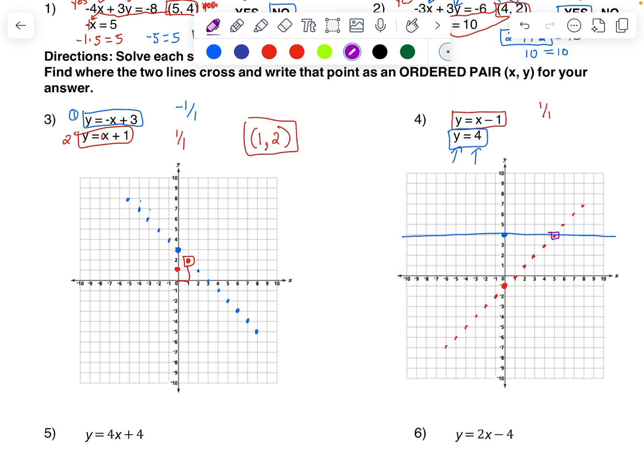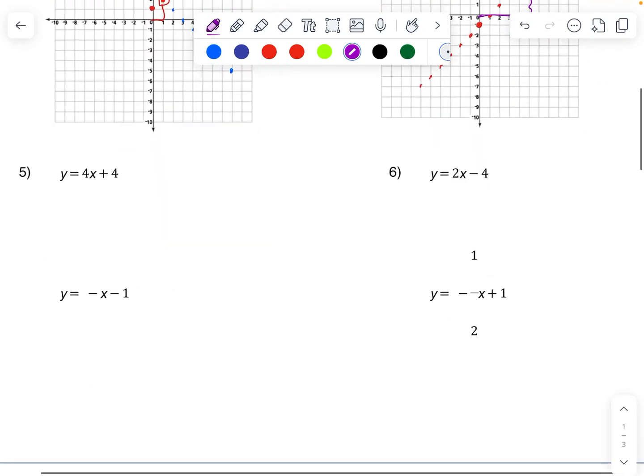So our answer will be whatever the ordered pair is to that box that I just put on your notes. X comma y. Our x is 5, right? We went right 5. Our y, we have to go up 4. 1, 2, 3, 4. So it's (5, 4). Remember, you're writing these answers as an ordered pair, not a fraction. Okay, moving on.